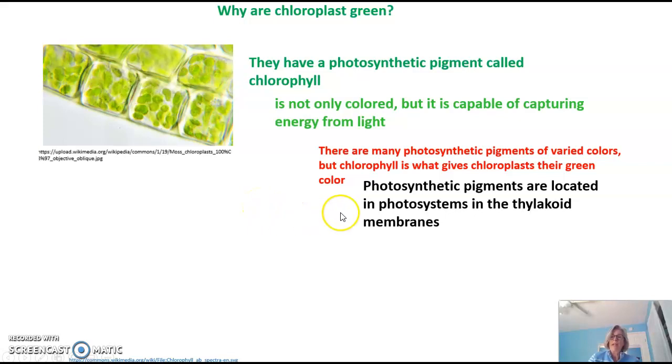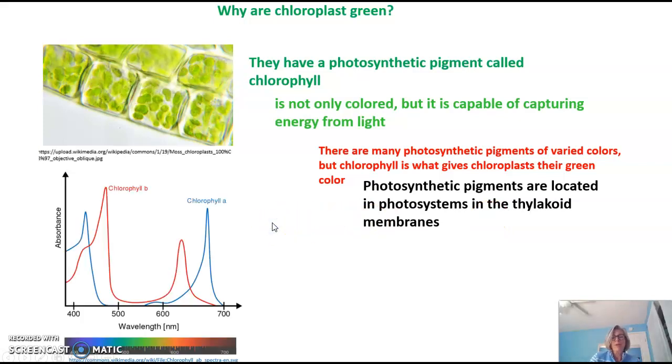Photosynthetic pigments are located in a structure called a photosystem in the thylakoid membrane. So let's look at why chloroplasts are green, why chlorophyll is green. If we look here, we have what's called an absorption spectrum. On the x-axis is the wavelength of light, which corresponds to a color of visual light, and on the y-axis is absorbance, how much of this light is absorbed.